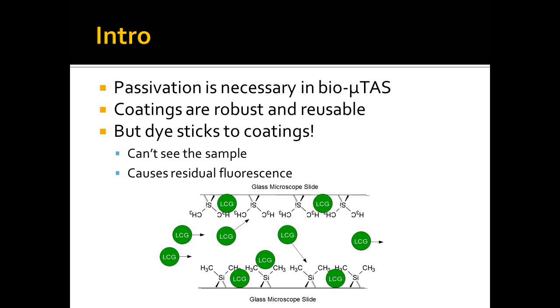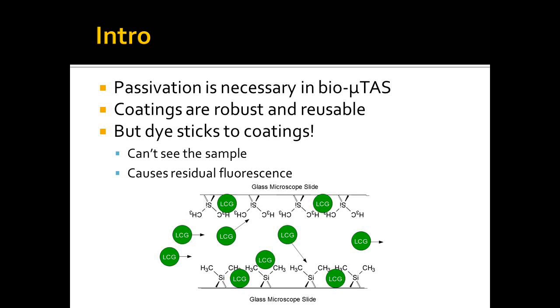Passivation of some kind is necessary in biomicrototal analysis systems. It is to prevent an inert environment, to prevent the unwanted binding or adhesion of analytes or reagents. Coatings are a robust and reusable way of doing this. Other ways involve flowing blocking agents in with the sample.